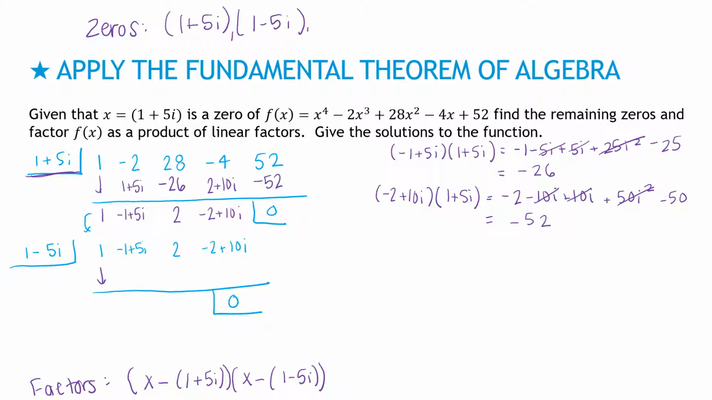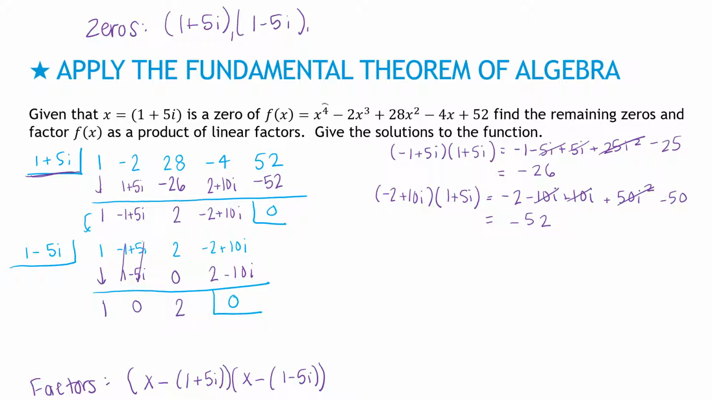Bring down the 1. 1 times 1 minus 5i is 1 minus 5i. Negative 1 plus 1 canceled. 5i and negative 5i canceled. I get a 0. Take 1 minus 5i times 0 to get 0. Add 2 plus 0 to get 2. Take 2 times 1 minus 5i, so 2 times 1 is 2. 2 times minus 5i is minus 10i, and I do get my remainder of 0. So my factors so far are x minus the quantity of 1 plus 5i and x minus the quantity of 1 minus 5i. What's left here?